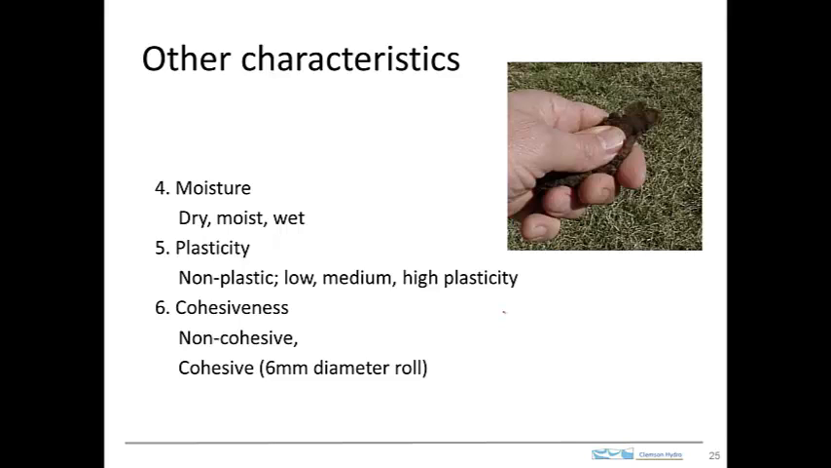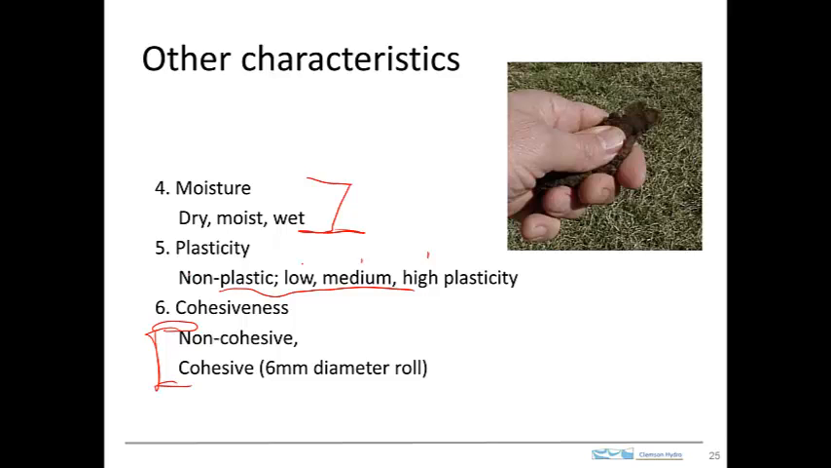Okay, so there are some other characteristics of the soil that should be noted. When the soil is obtained, is it dry, moist, or wet? Plasticity we talked about. And the cohesiveness, this is related to plasticity, and plasticity can be low, medium, or high, but cohesiveness is just either cohesive or non-cohesive. So cohesiveness really means, does it stick together?